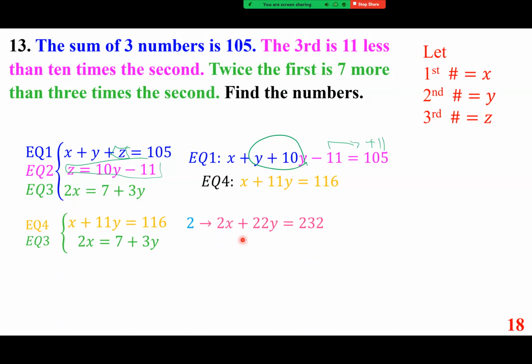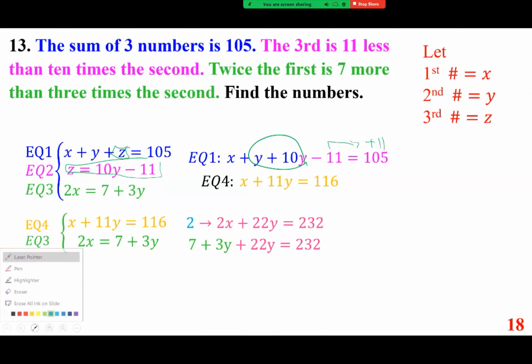So I get 2x plus 22y equals 232. Now I can replace the 2x. I could have solved for x here, but it would give me a fraction, but this is a faster way. Instead of 2x, I'm going to put 7 plus 3y here. So this will replace the 2x. And so if I add these two, I get 25y. This gives me 25y.